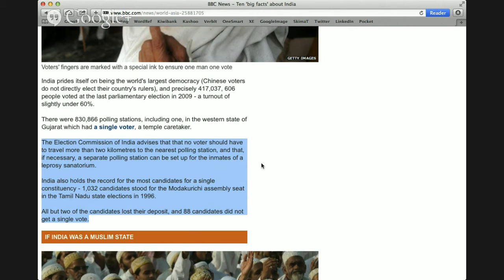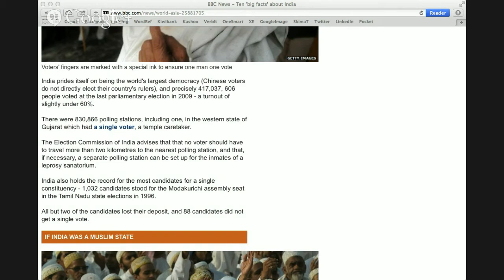Thank you, everybody. Well done. Great reading from both of you. Let's just check that we understand everything. Are there any questions about vocabulary or meaning? For the third sentence, last two words, for the inmates of a leprosy sanatorium, what does it mean?